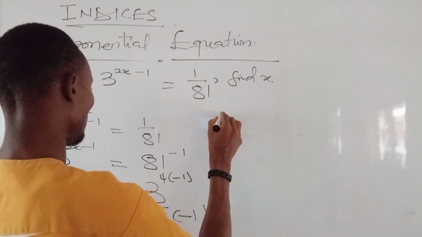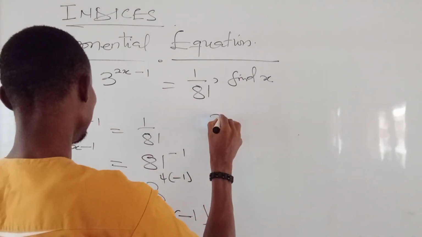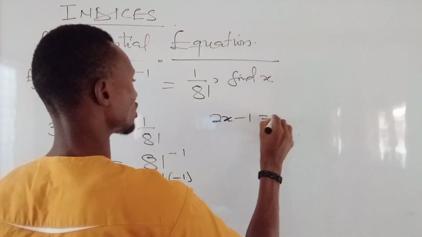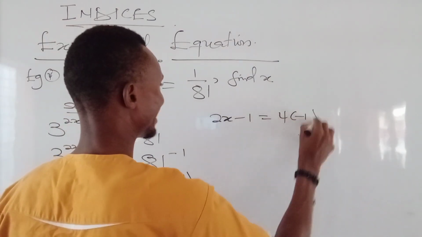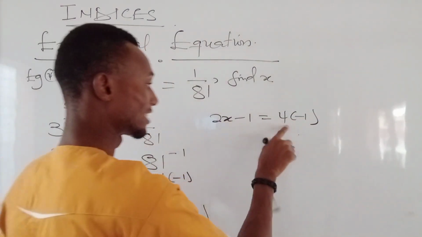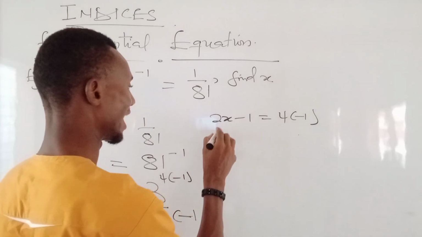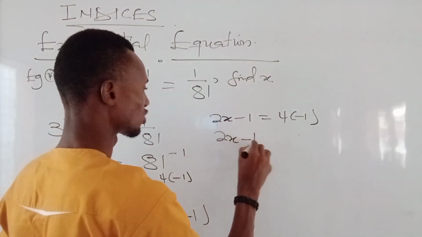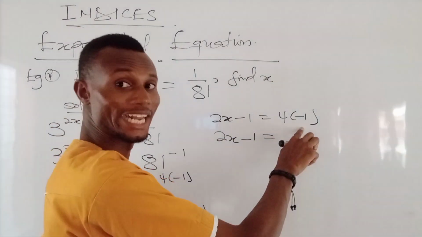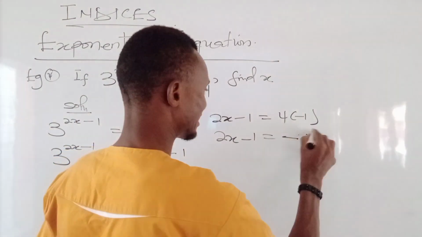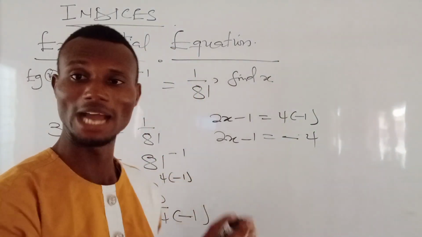Let me continue from here. I have 2s minus 1 equals 4 into bracket -1. Now this 4 will open its bracket, so 2s minus 1 equals 4 times -1, which gives -4. I hope you agree with me up to this point.